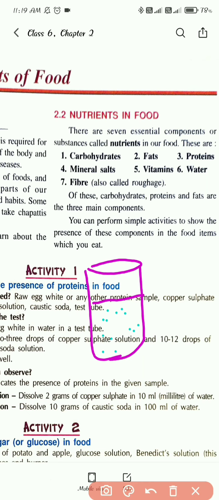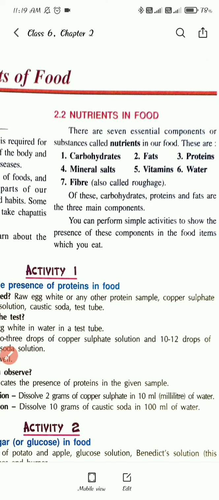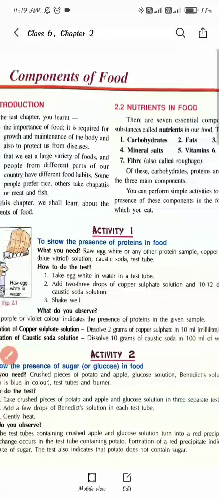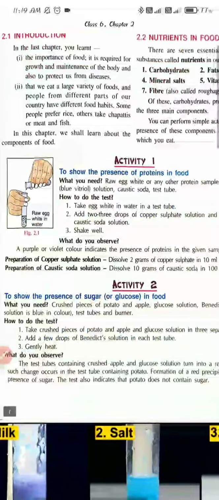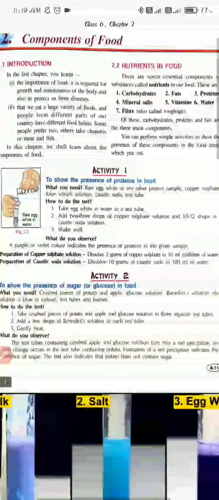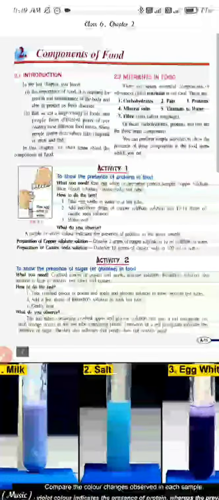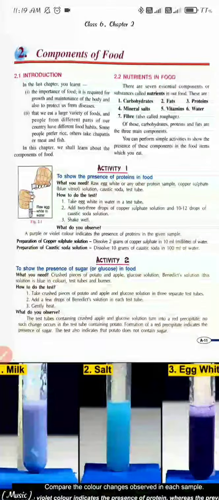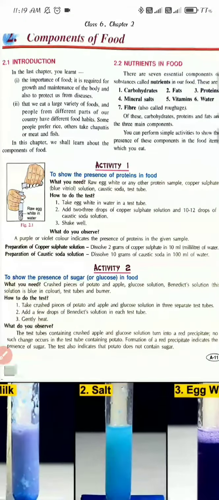So they have given certain activities to let you know that these nutrients are present in your food. So what is the first activity? The first activity is to show that protein is present in your food. Let's see the first activity.